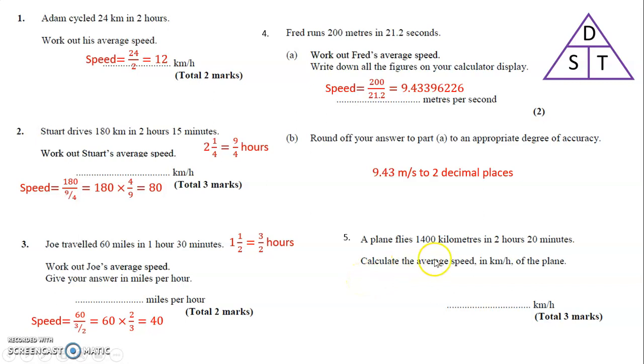Right, finally, a plane flying for 2 hours 20 minutes. That's 2 hours and a third of an hour, so that's 7/3 hours. And the speed is going to be kilometres, 1,400 kilometres divided by the time, 7/3, multiplied by the reciprocal, 3/7, and 1,400 divided by 7 is 200, and then I just need to multiply by 3, which gives me 600 kilometres per hour.